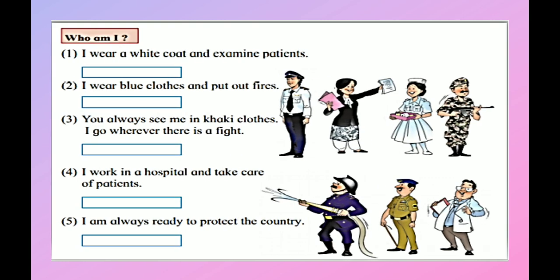Now, who am I? You can see many pictures on the right corner of the screen. Many people wearing different kinds of uniform. Looking at the uniform, you can definitely identify what kind of occupation they are in. Now, let's see how many things we can identify and recognize.